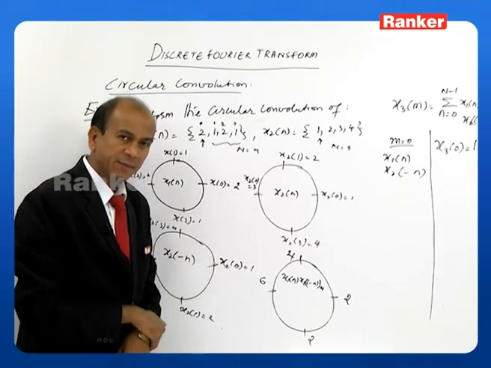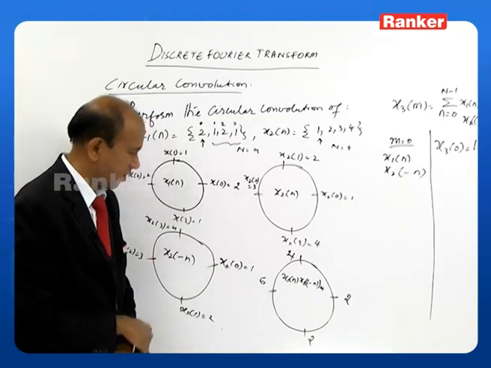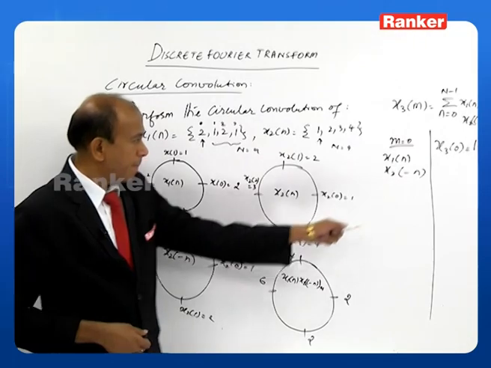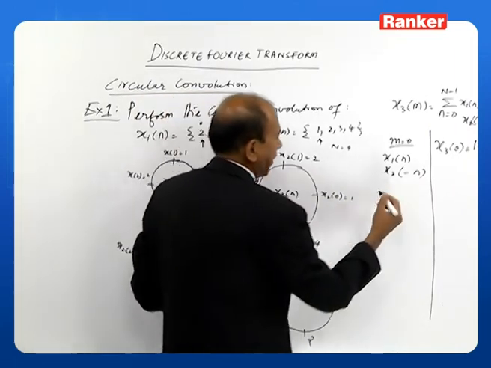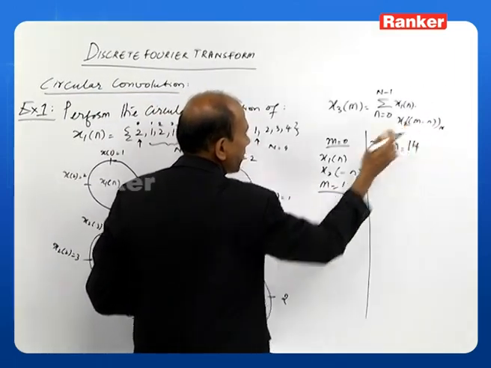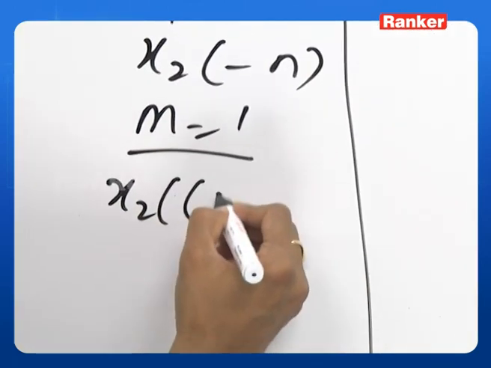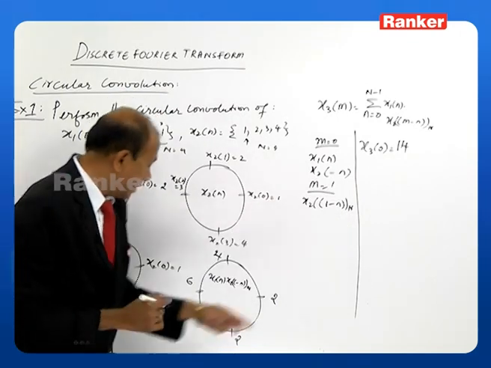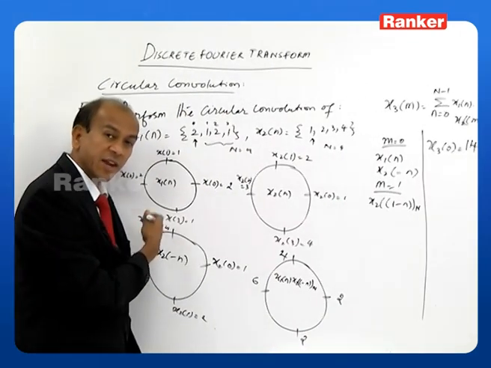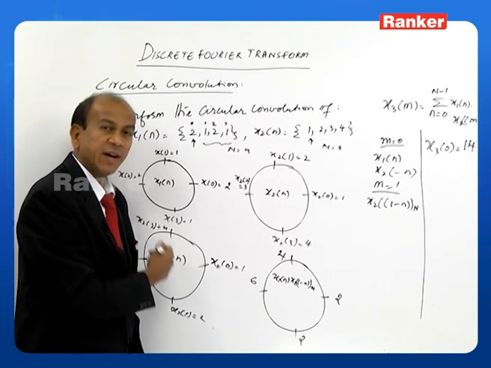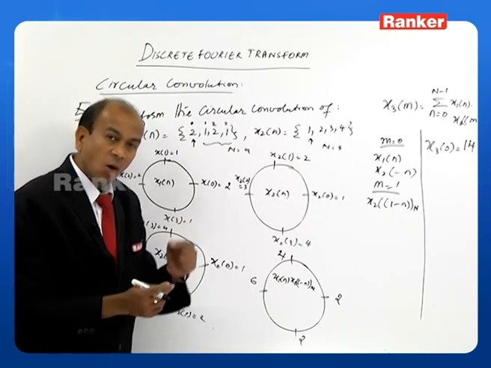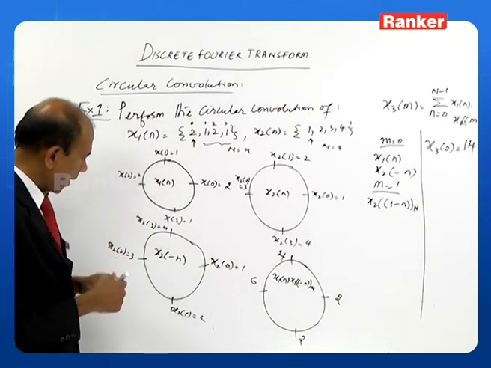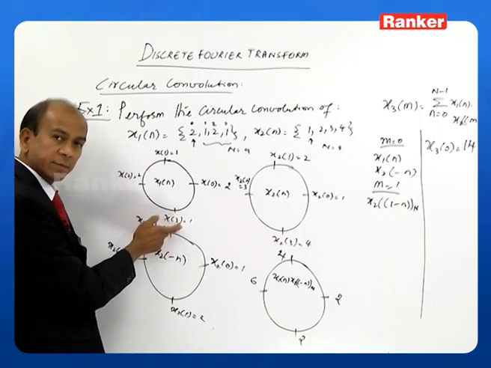Now we just add one more circle here because we need a reference. The second will be shifted by 1 minus n. When m is equal to 1, what will happen? m is equal to 1, this will become x2 of 1 minus n, isn't it? So we have to shift this in the anti-clockwise direction by 1, that is, the time shift will be 1. So what will happen then? Now this will move here.